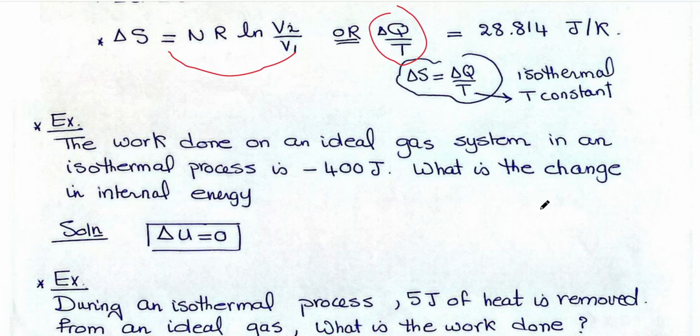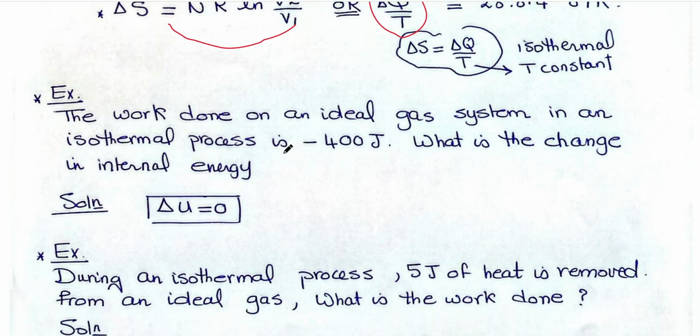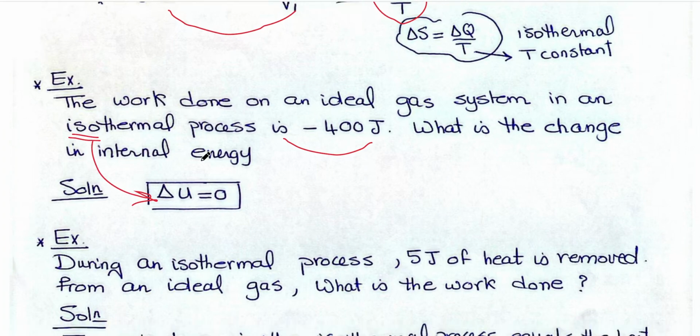Another example, the work done on an ideal gas in an isothermal process is negative 400. What is the change in the internal energy? Again, isothermal process, no change in internal energy. No need to calculate anything. Just write the change in internal energy equals 0.